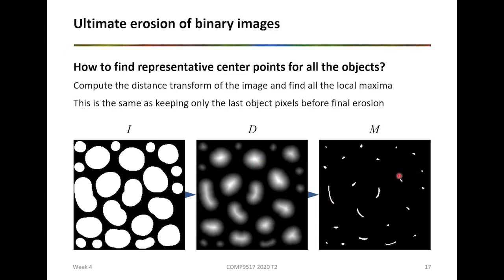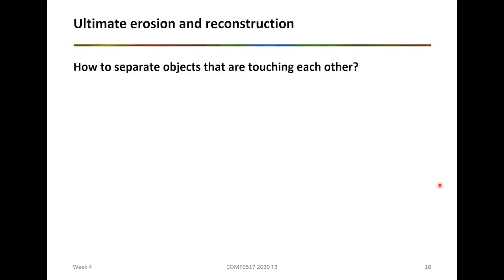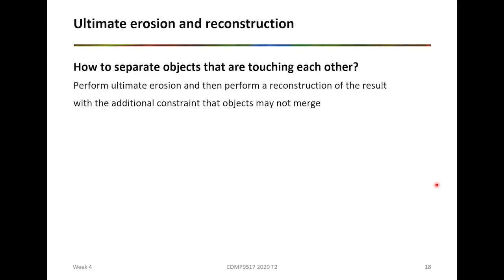And we can use these as seed points for some further processing. For example, to separate objects that are touching each other. Perform ultimate erosion and then perform a reconstruction of the result, but with the additional constraint that the objects may not merge.